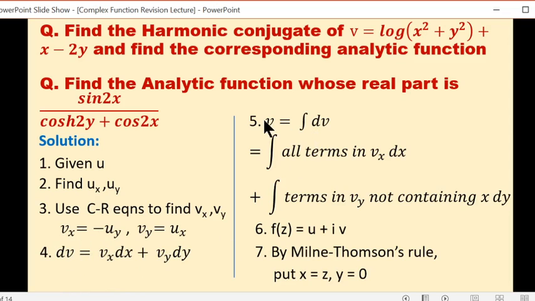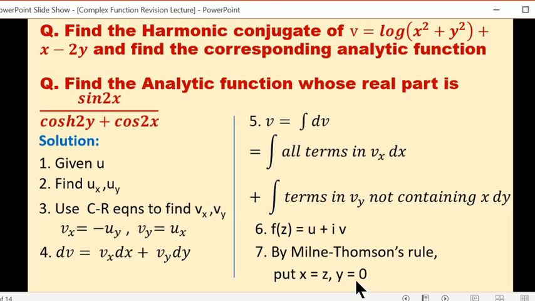So from dv, how to get v? v will be the integral of dv, but this dv has dx as well as dy, so the integration will be a special integration. What is that special integration? You integrate all the terms in vx dx, everything in it has to be integrated with respect to x, plus, once integration with respect to x is done, when you reach this particular term we don't want any x, so you integrate terms in vy not containing x with respect to y. Perform these two integrations, you get v. Okay, so that is your harmonic conjugate.